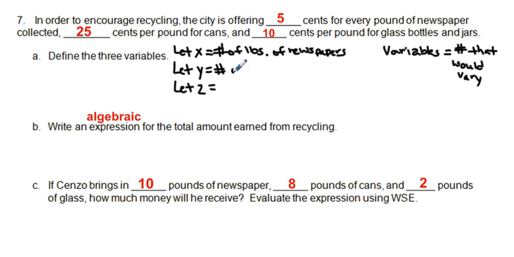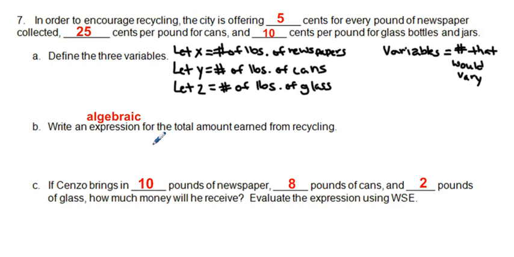Y is number of pounds of cans. And Z is going to be number of pounds of glass. The money won't change, but the number of pounds will change per person. So now let's start to form an algebraic expression to figure out the total amount earned.